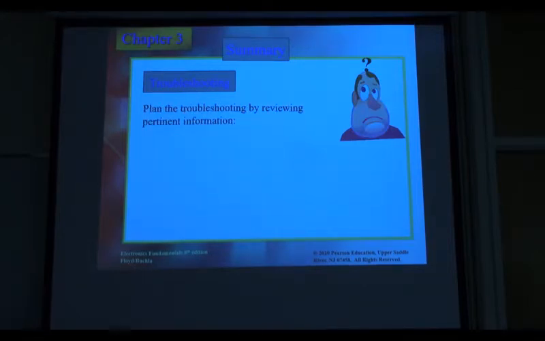So you need to plan the troubleshooting by receiving pertinent information. Schematics. Schematic means like the manual, but the schematic is for the circuit. You need to know where the transformers are, where the capacitors and resistors are. So you need to check this.